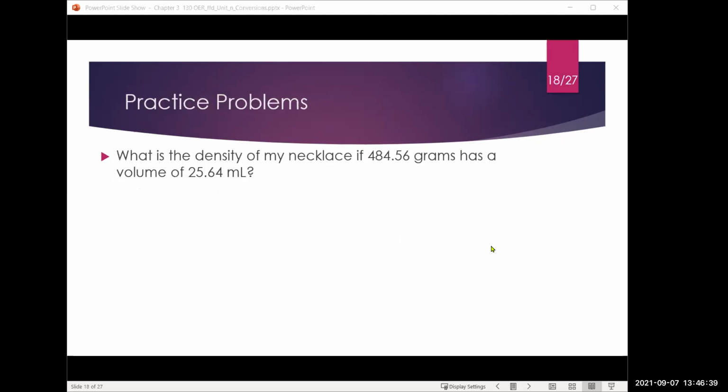We're going to run through some different kinds of calculations. Here's a straightforward calculation of a density. They're giving you that the mass of this necklace is 484.56 grams.